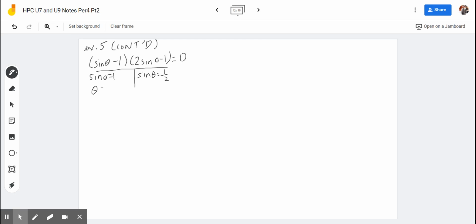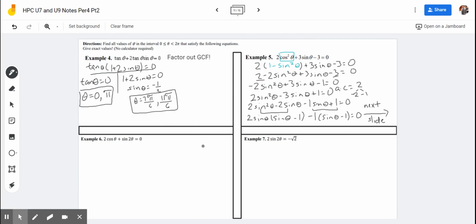That occurs at pi over 2, the top of the unit circle. And then sine theta is equal to a half at pi over 6, quadrant 1. And then in quadrant 2, it's at 5 pi over 6. So we have 3 unique solutions here. Much better. Okay.